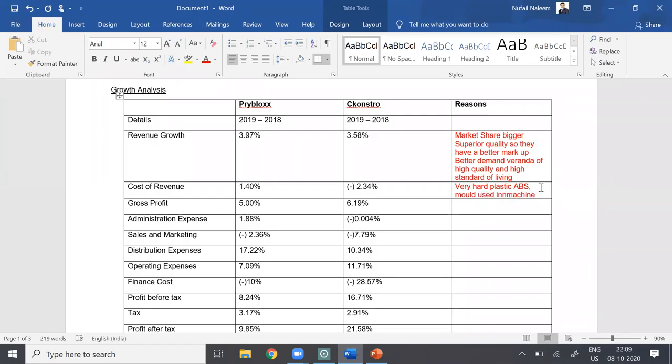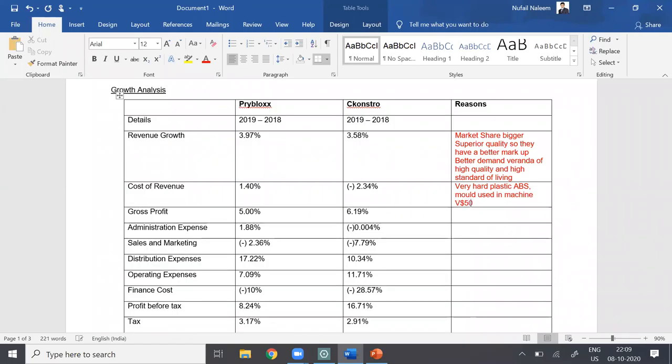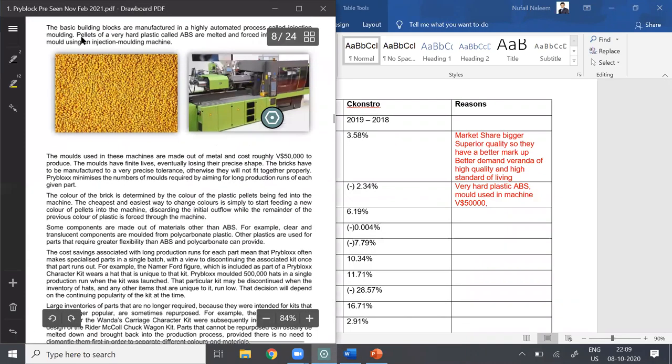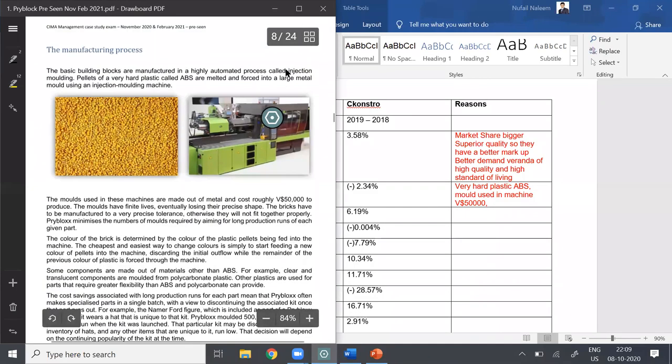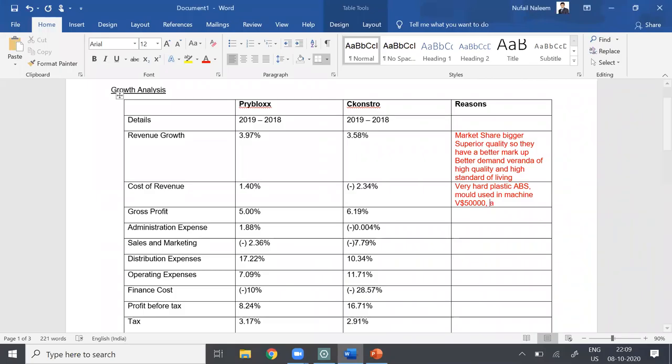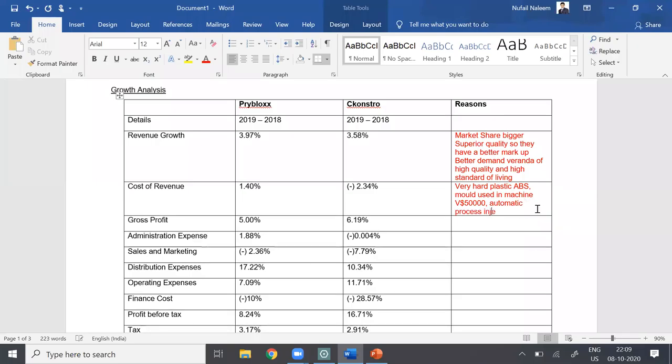That is very clear there. Agree? Yes or no? And then in machines, I can say it is $50,000. They are specifically mentioning that, so I'll mention here $50,000. And then, students, this is very important: the automated process is generally known as injection molding. Yes or no? So I'll write here automated process, injection molding.